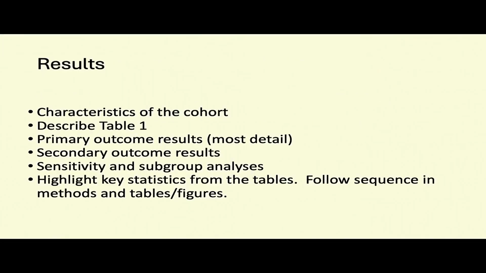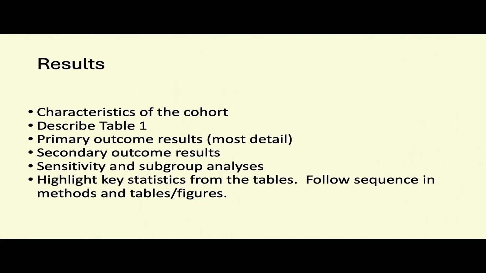In results, this is again my template. So I start off discussing the characteristics of the cohort using table 1, and then describe the primary outcome results. And this is the place where I provide the most detail, maybe some discussion of key secondary outcome results, pointing to the places in the manuscript in the tables where those results are presented. Then sensitivity and subgroup analyses.